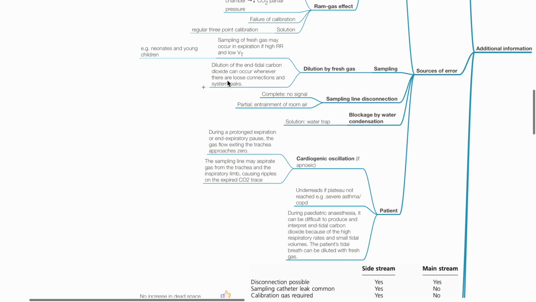During pediatric anesthesia, it may be difficult to produce and interpret EtCO2 because of the high respiratory rates and small tidal volumes.